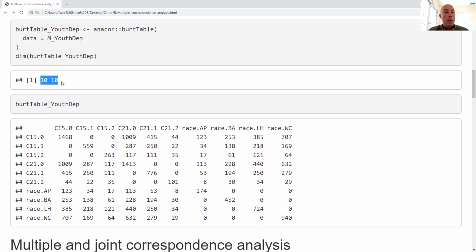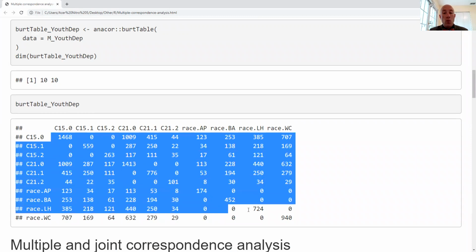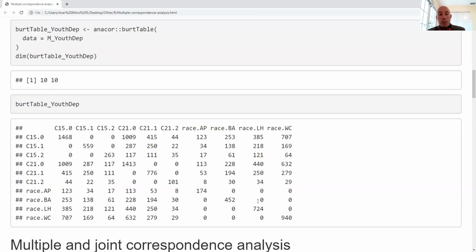And we can see that this is a 10 by 10 table. All right, so how we proceed in doing our multiple correspondence analysis. Since we have a square matrix, we can do eigenvalue decomposition. Another option would be to take the C15, C21, and the race columns, convert each of the three to dummy variables, don't drop any levels, and do singular value decomposition on that matrix. Either way, we'll get results. They'll be pretty similar to each other.